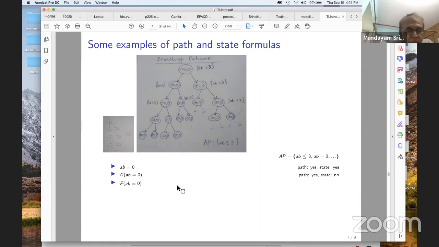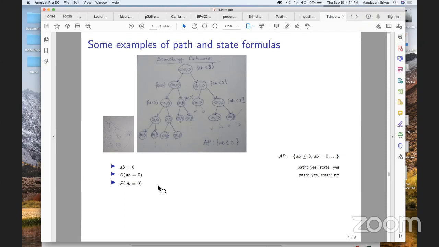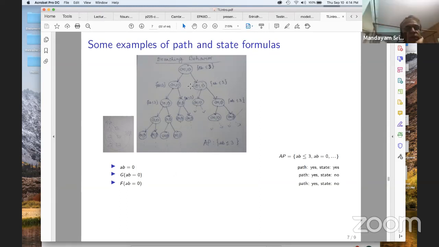Similarly, f of AB is equal to 0. Firstly, is this a path formula or a state formula? It's only a path formula. And for every path, it holds true. Correct, you're right. Every path starting from any state in this computational tree holds good because it either resets or certainly recycles. This one is a case where I'm nesting path formulas inside another.